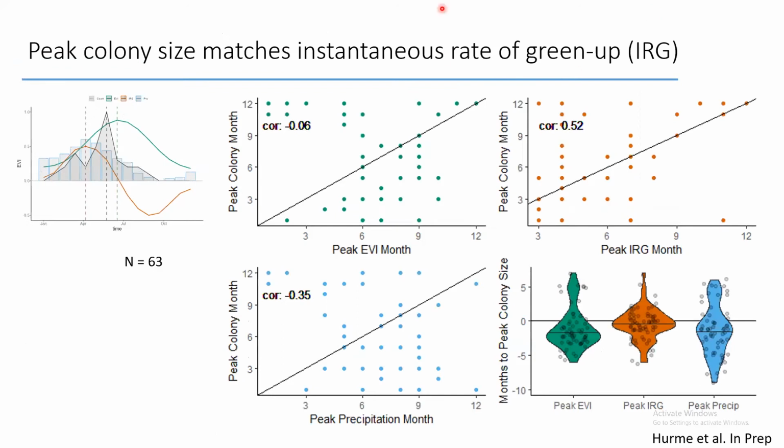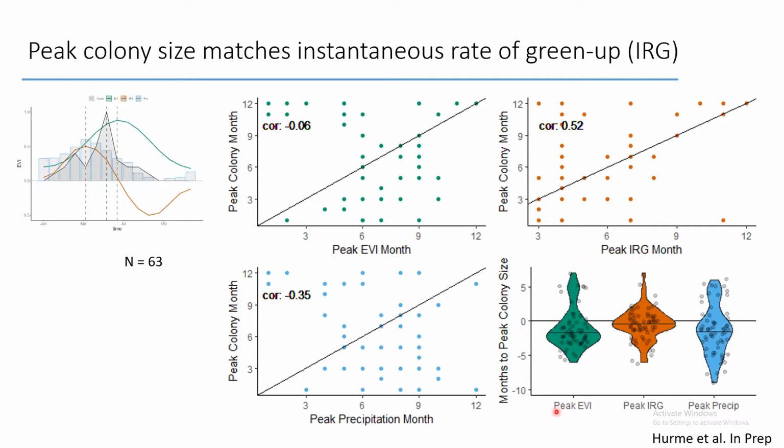So we can then look at just a simple circular correlation in the data to say how well the month that the colony is at its peak is matched with the month that these different phenological variables are at their peak. And interestingly, EVI and precipitation have a very low correlation with when the colony is at its peak. And we actually see the strongest match with this instantaneous rate of green up, IRG.